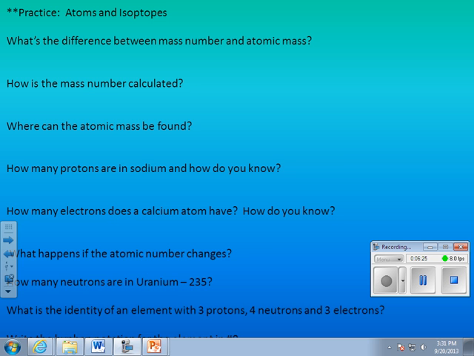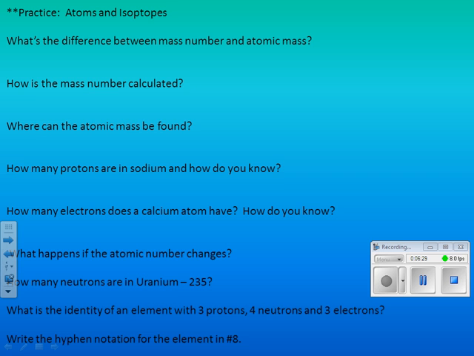Okay, so what's the difference between mass number and atomic mass? Okay, remember your mass number is just your number of your protons plus your neutrons, okay, in an atom. And then your atomic mass is an average of all those different isotopes, like the carbon example for your isotopes that we did. Okay, the average of your isotopes.